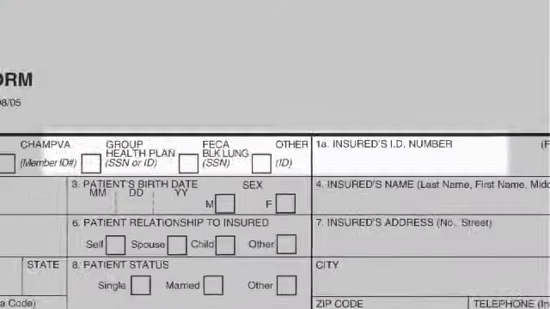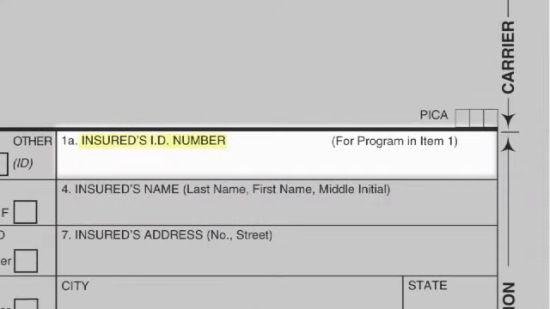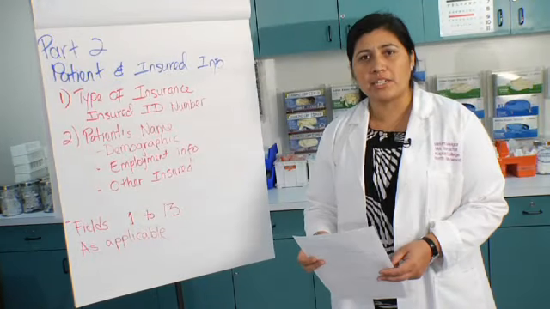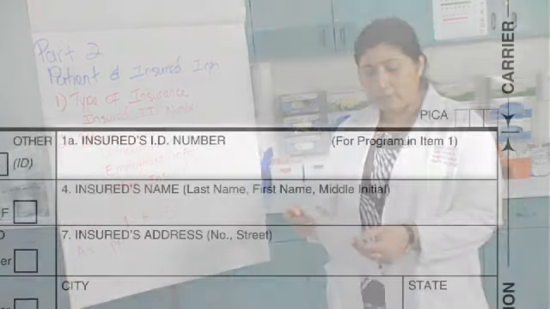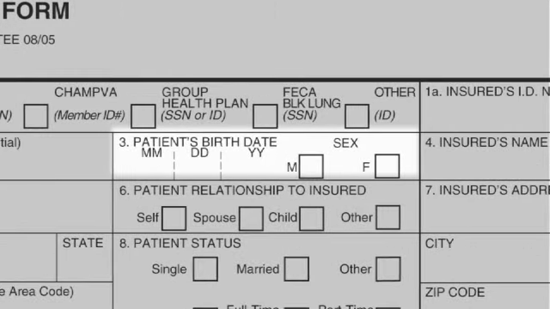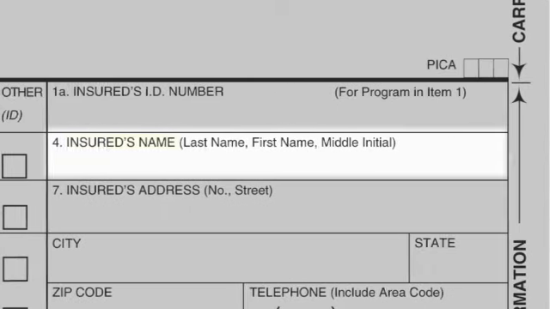In 1A, we need to indicate the insured's identification number. That's the ID that is typed on the insurance card. That's also the ID they gave you when the patient completed the patient information sheet. Field number 2 has to do with the patient's name, and field number 3 has to do with the birth date. Field number 4 is the insured's name.